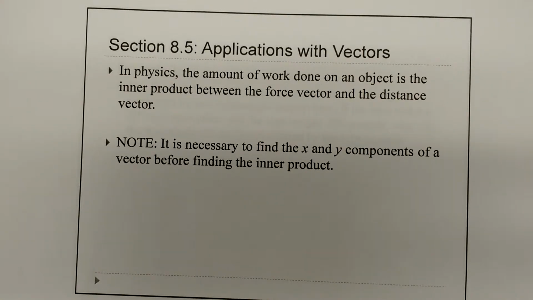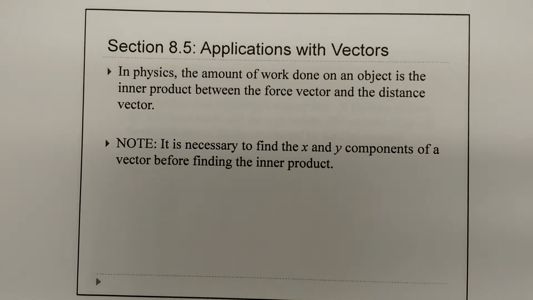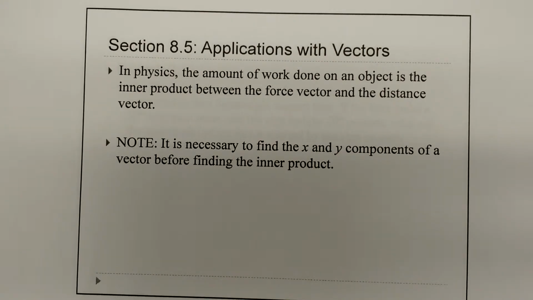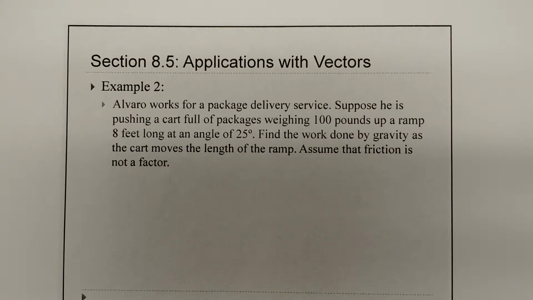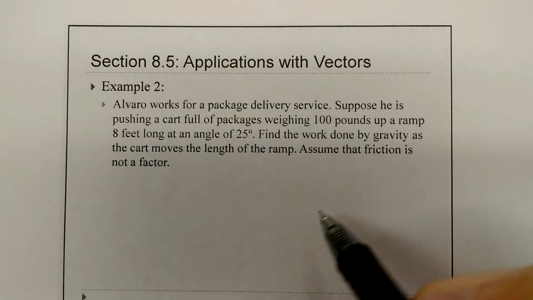Now if you're to calculate work, you're multiplying the force vector and the distance vector, and you need to find once again the components before doing this. So Alvaro works for a package delivery service. Suppose he is pushing a cart full of packages weighing 1,000 pounds up a ramp 8 feet long at an angle of 25 degrees. Find the work done by gravity as the cart moves the length of the ramp. Assume friction is not a factor.